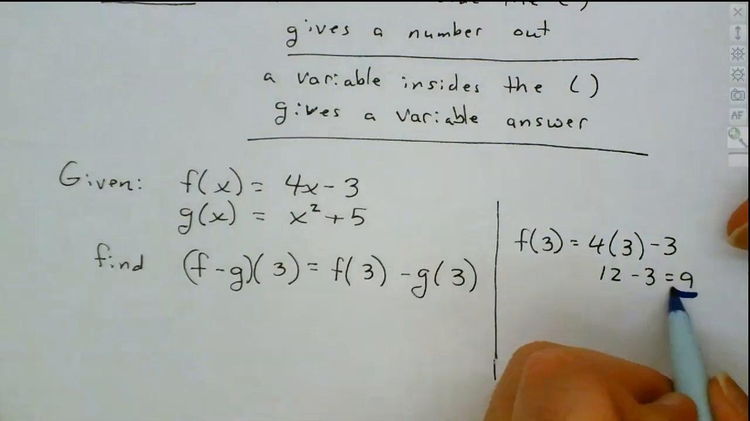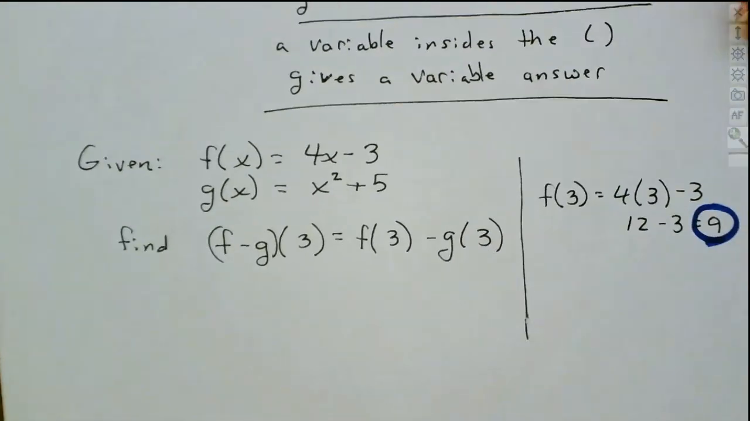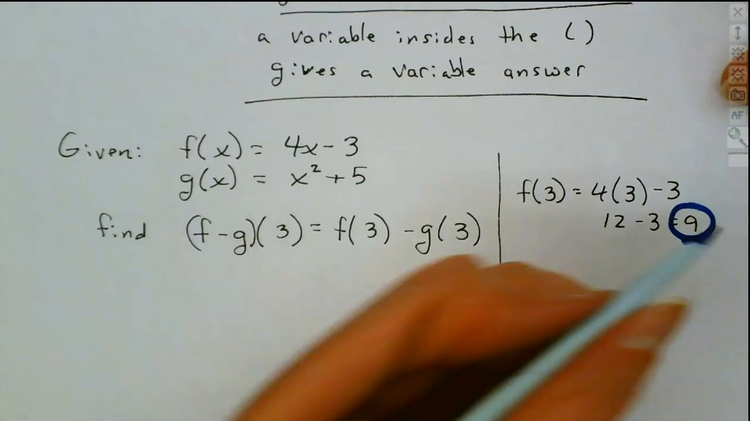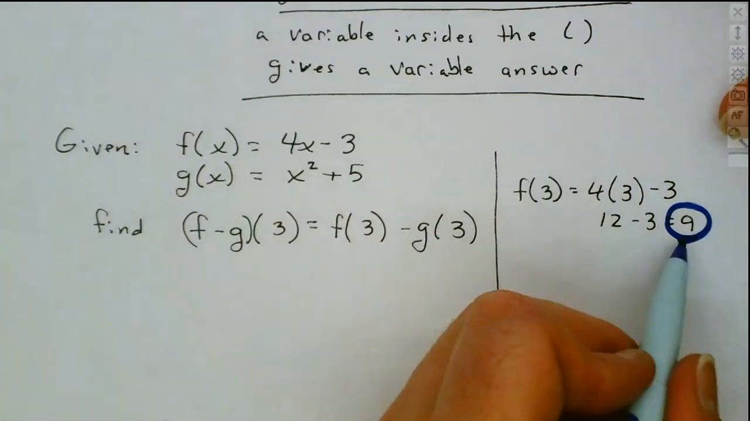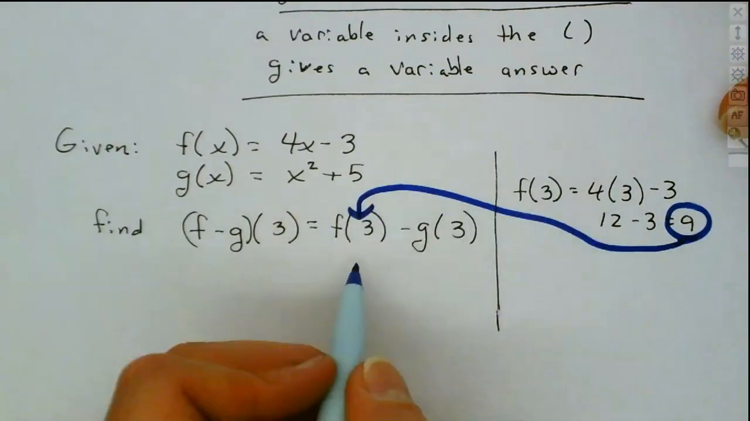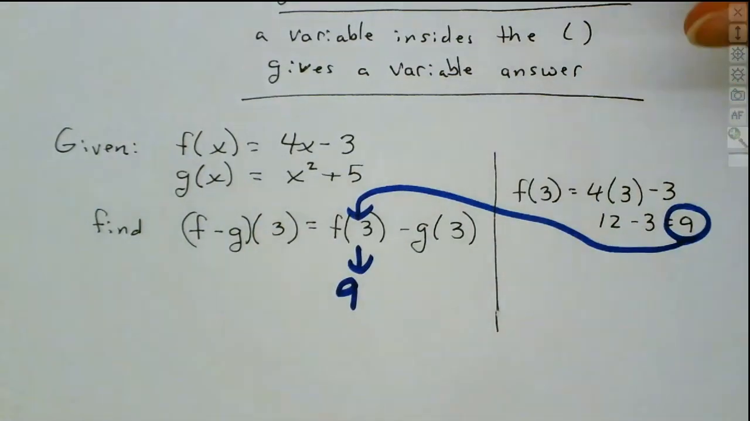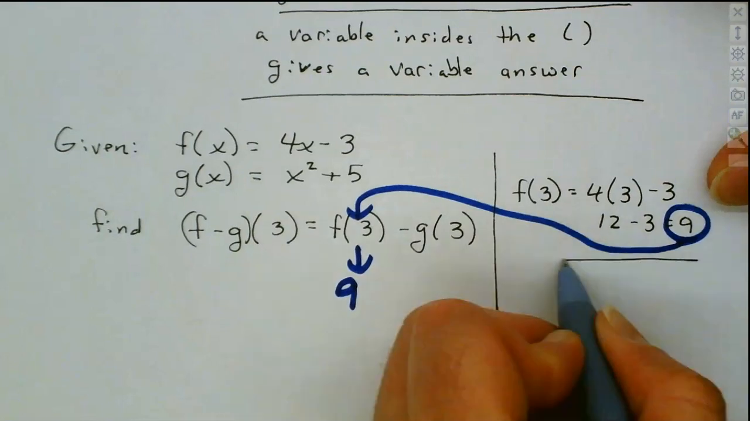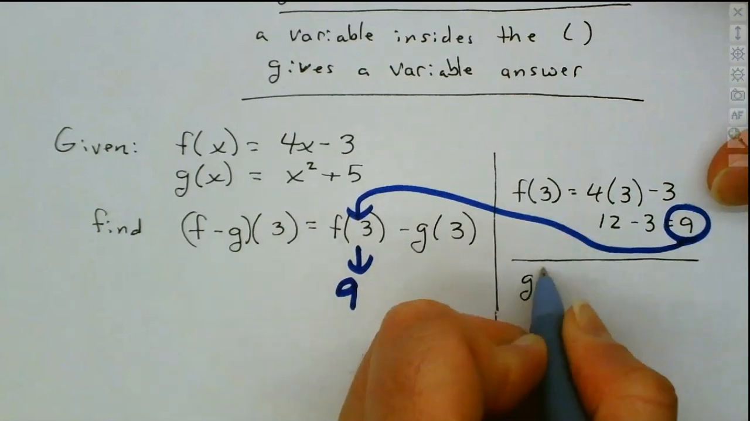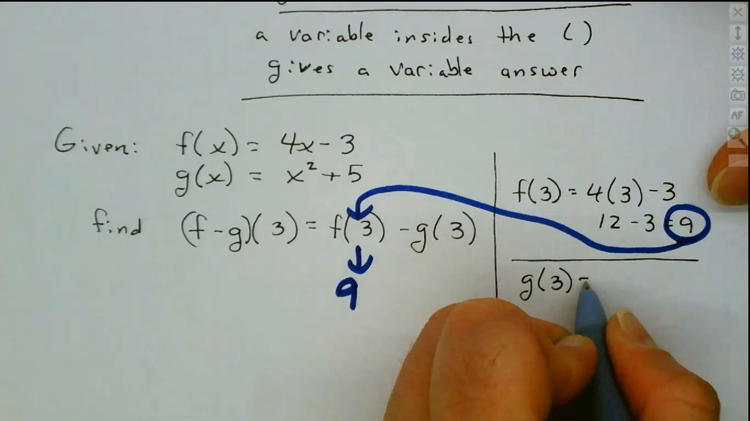So this piece is 9, so that's going to go right here. So that makes that piece then a 9. Now, what about g of 3? Okay, let's do g of 3. You do them separately, and then you put them back together.